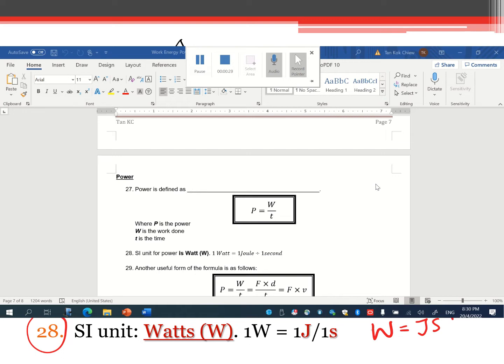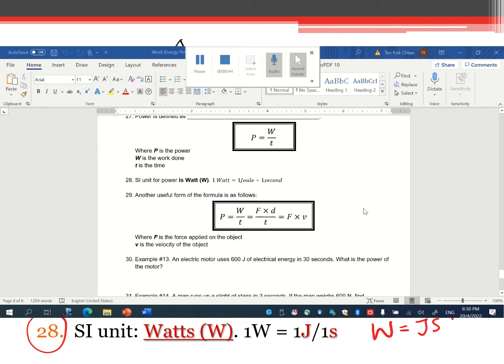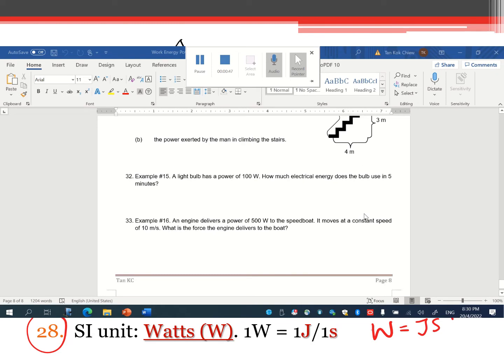I hope to complete it with you so that we have time to catch up on the revision starting next week so that you are better prepared for your WA2 that's around the corner. Okay, so can you please turn to page 8? All right, page 8 of your notes, where you see this page on power.